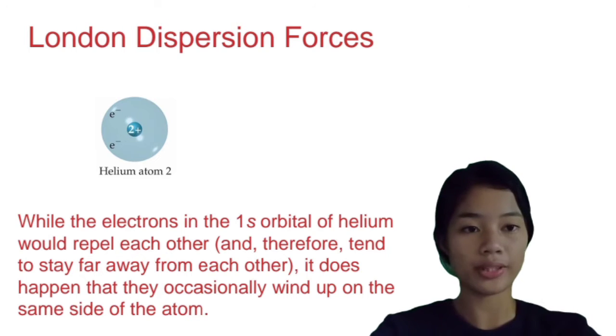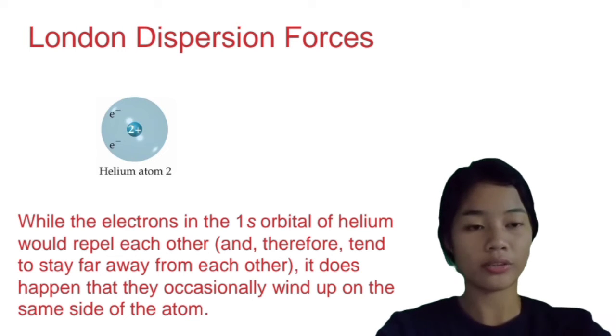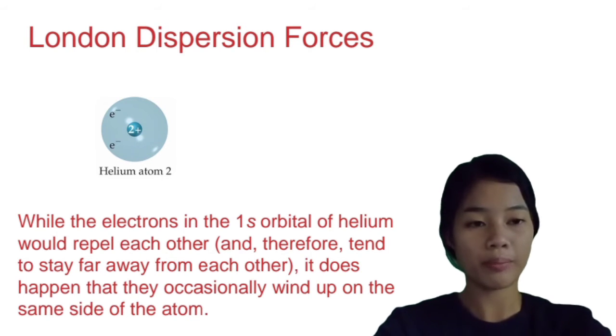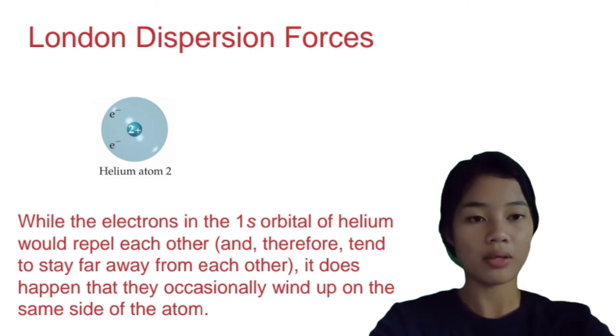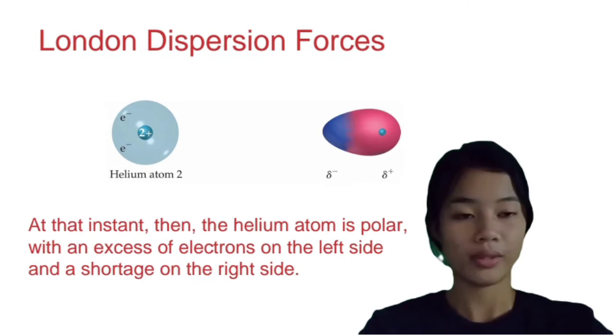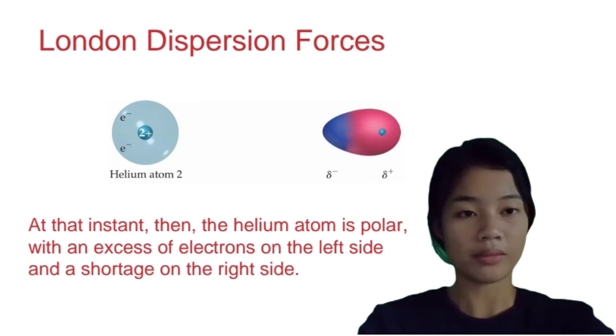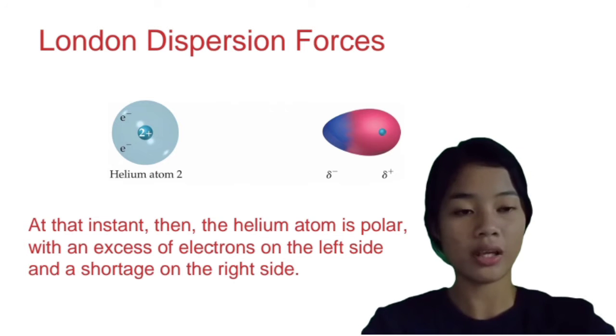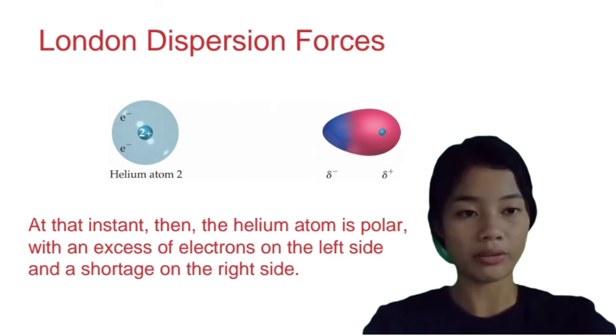London dispersion forces. While the electrons in the 1s orbital of helium would repel each other and therefore tend to stay away from each other, it does happen that they occasionally wind up on the same side of the atom. At that instant, then, the helium atom is polar, with an excess of electrons on the left side and a shortage on the right side.